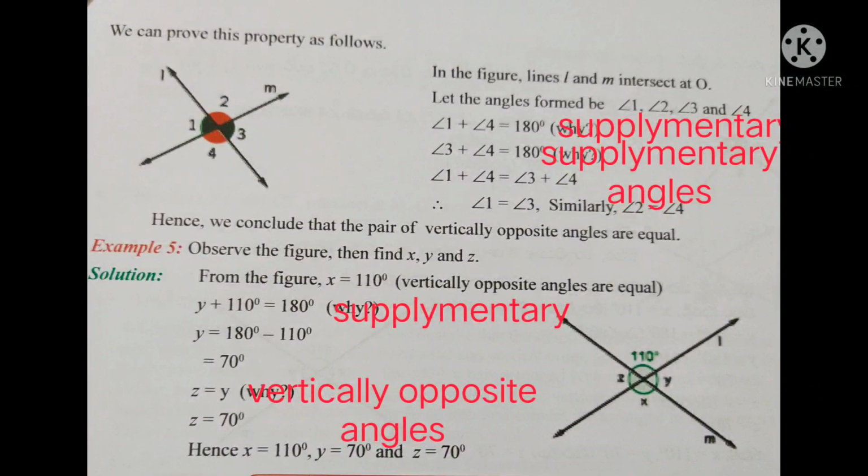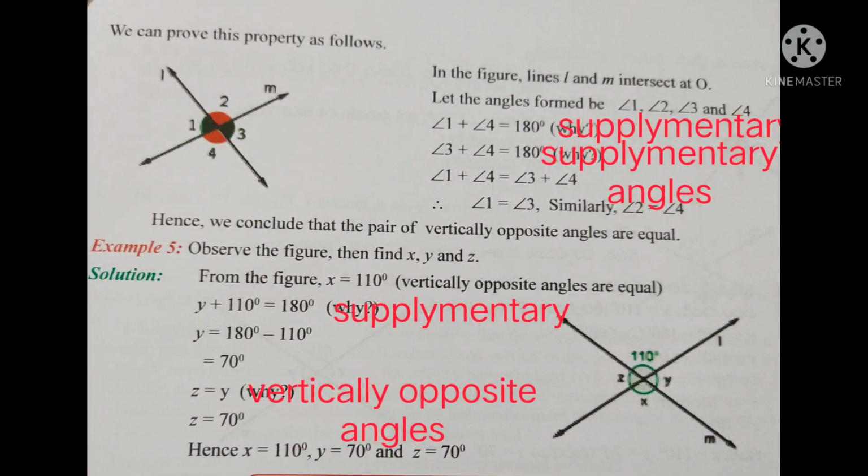So angle 1 plus angle 4 equals angle 3 plus angle 4. Angle 4 is on both sides, so cancel angle 4 on both sides. Angle 1 equals angle 3. Similarly, angle 2 equals angle 4. Hence, we conclude that the pair of vertically opposite angles are equal.